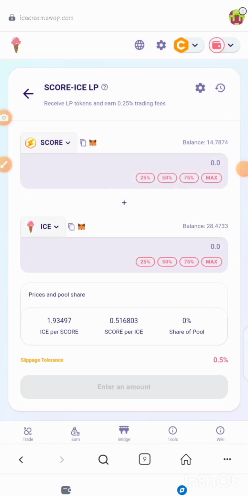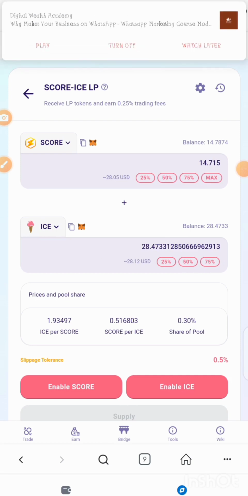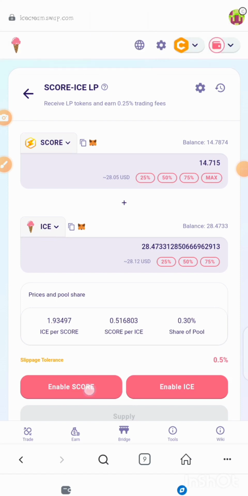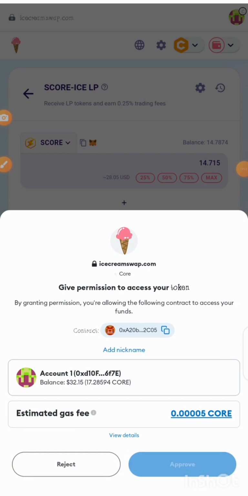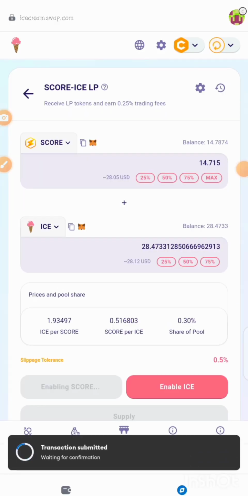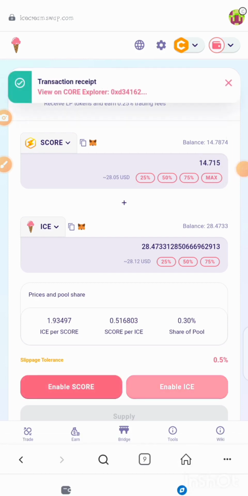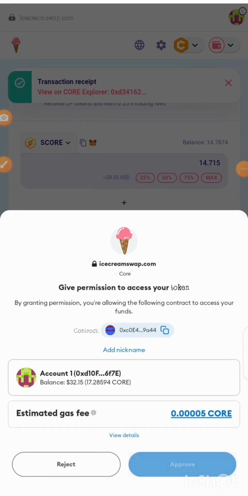Okay, we have 28 ice. So click on maximum here. As you can see, they have to be equal. So you click on enable S core and then enable ice. Enable S core. We approve. We enable ice. We approve.